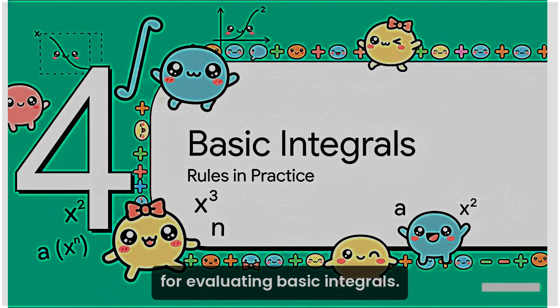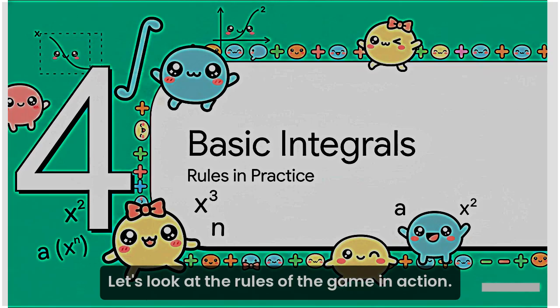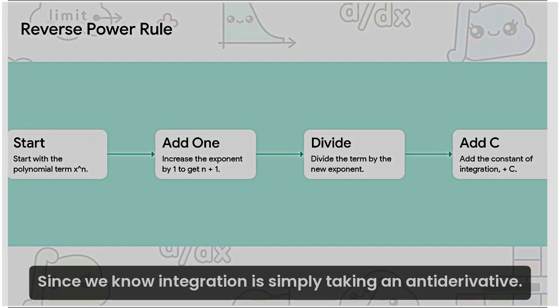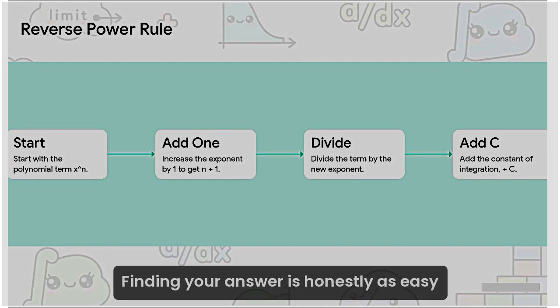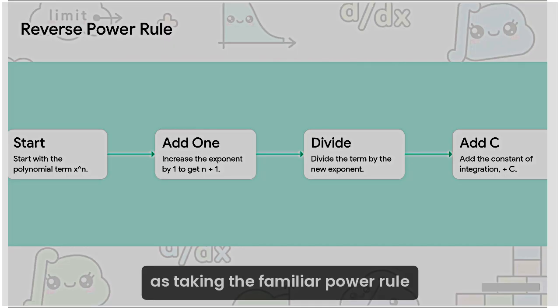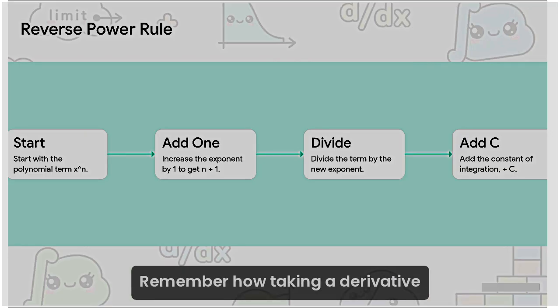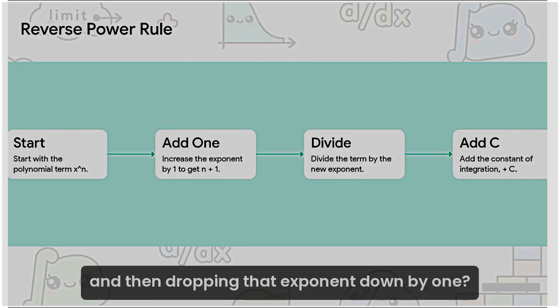Section 4. Evaluating basic integrals. Let's look at the rules of the game in action. Since we know integration is simply taking an antiderivative, finding your answer is honestly as easy as taking the familiar power rule you already learned for derivatives and running the tape completely in reverse. Remember how taking a derivative meant multiplying by the exponent and then dropping that exponent down by 1?